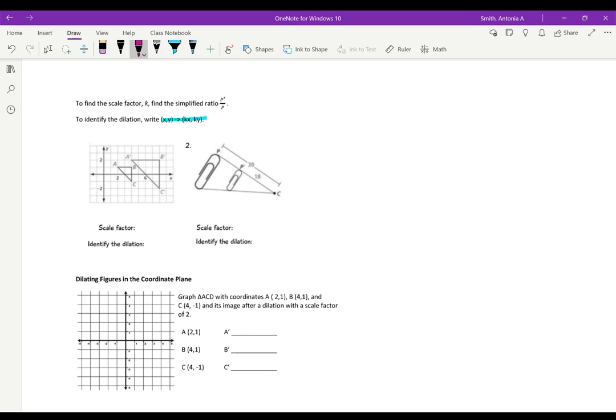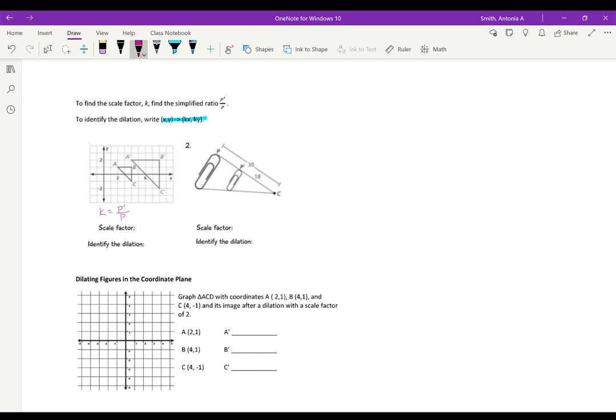Okay, so this stuff, at the beginning, is review. The new stuff will be to identify the dilation. So the very first one, those triangles on your grid, okay, we want to find the scale factor. So we want to find this ratio. So all we need to do is find a matching pair of sides.